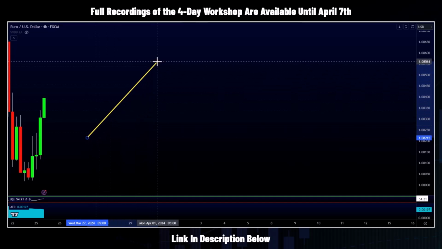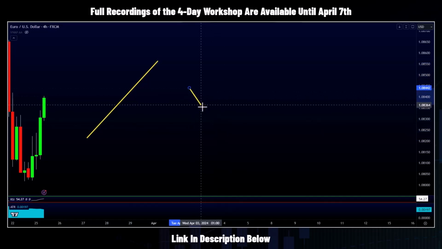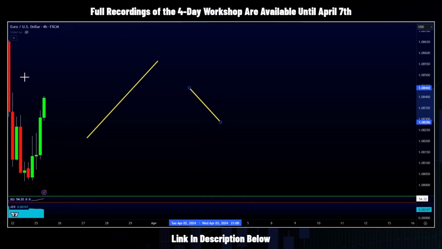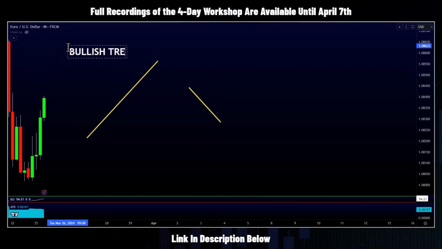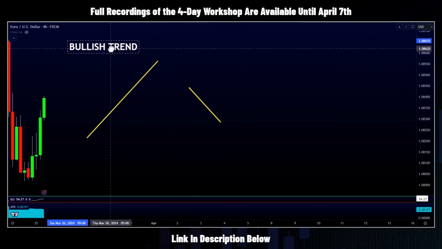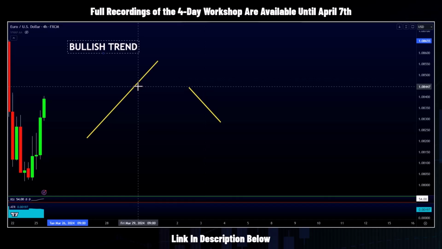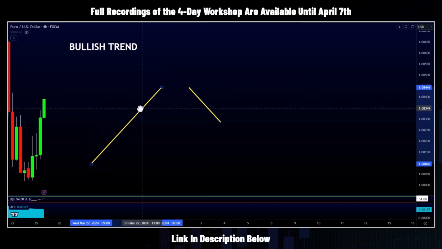We're going to have moves that go up. These are going to be called extensions. We're going to have moves that go down. These are going to be called retracements, right? And we're going to take a bullish trend again. So here's the thing. In a bullish trend, which move must be longer? The extension or the retracement? Yep, the extension, right?